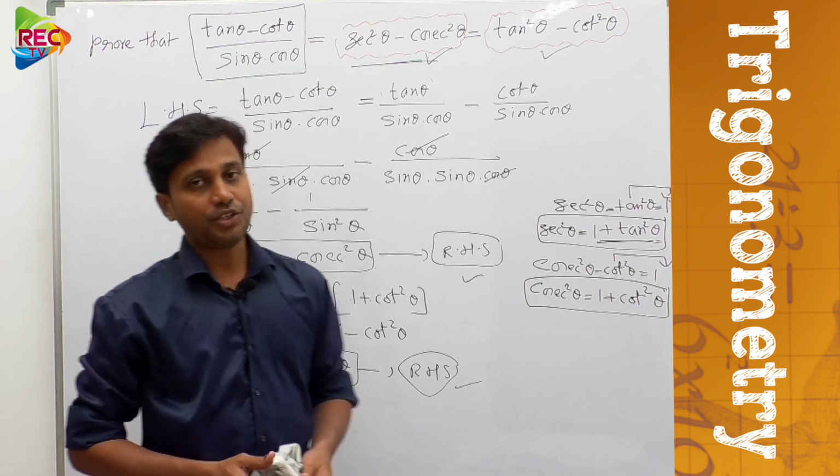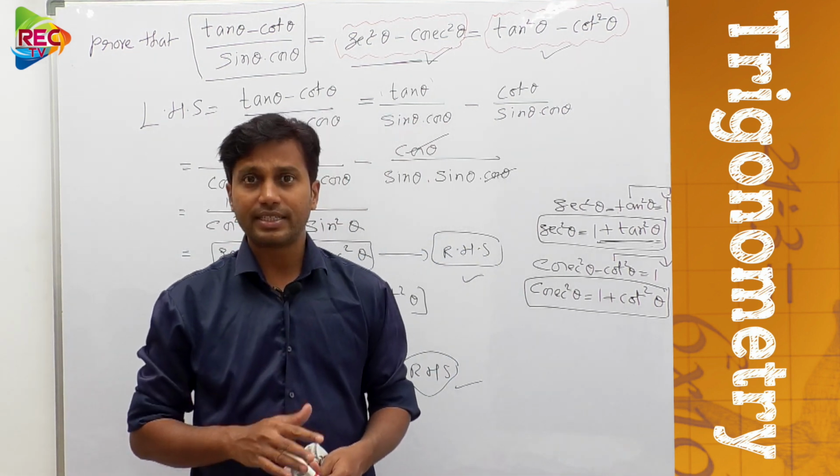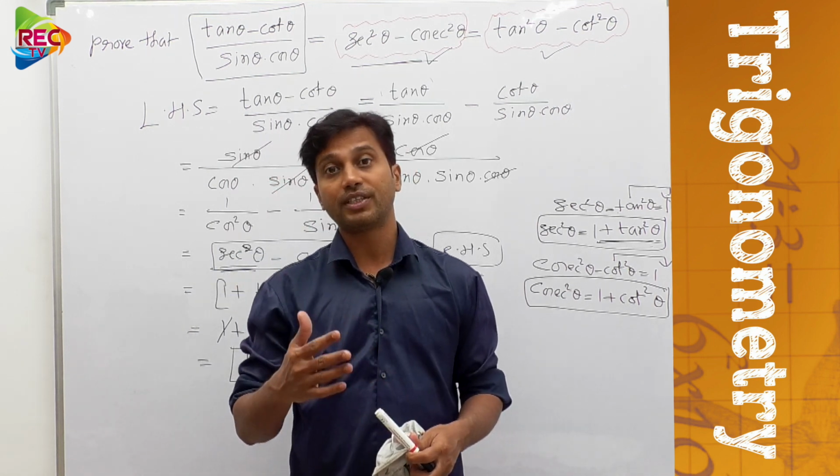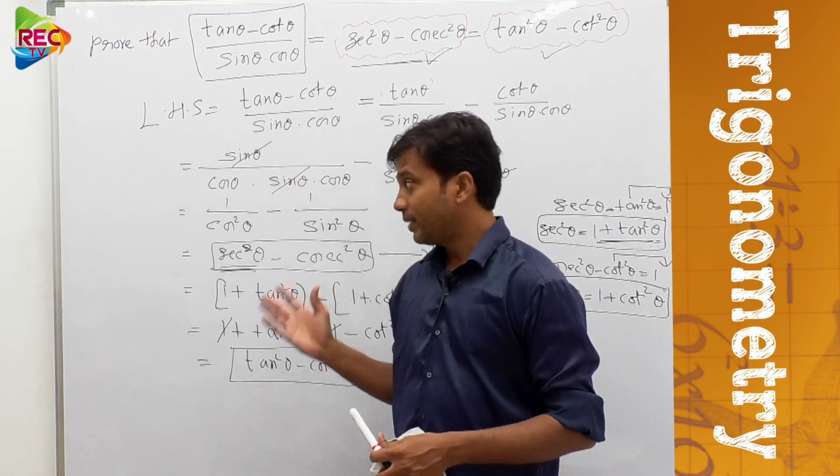So guys, I think you would have understood these problems based on trigonometric identities. In our next video also we are going to come up with some more difficult models of trigonometric identities. So I think you might have understood.